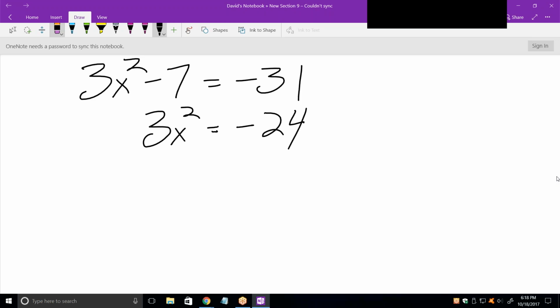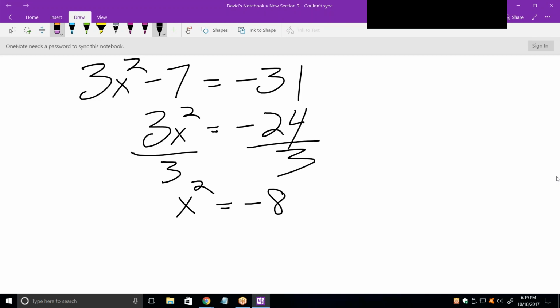Yep. In other words, you got to get rid of everything associated with the x. Okay? I had to get rid of the negative 7, so I added 7 to both sides. Now I got to get rid of the 3, which is a multiplier, so I'm going to divide both sides. I'm always doing the opposite of what that thing is doing. I was subtracting 7, therefore I added 7. I was multiplying by 3, therefore I'm dividing by 3. So now we get this.